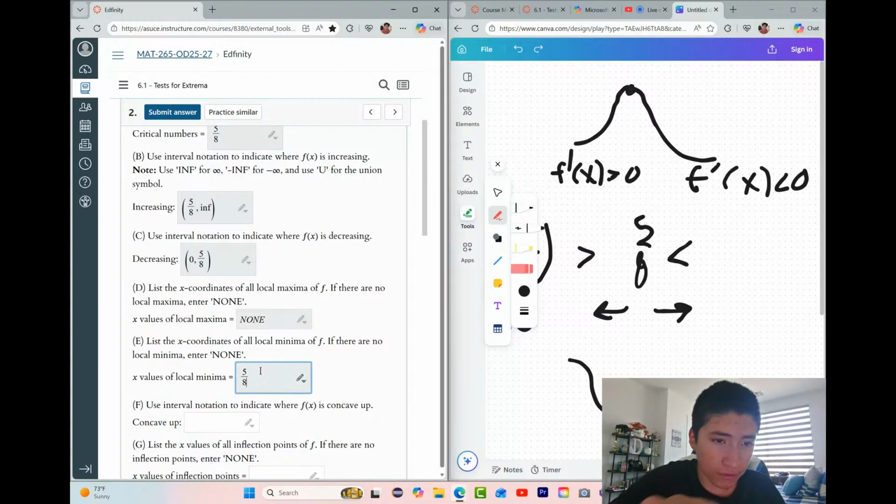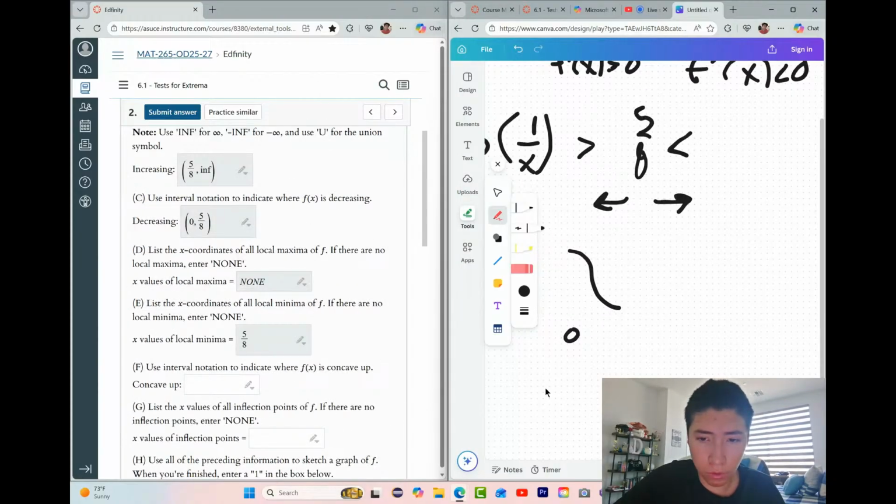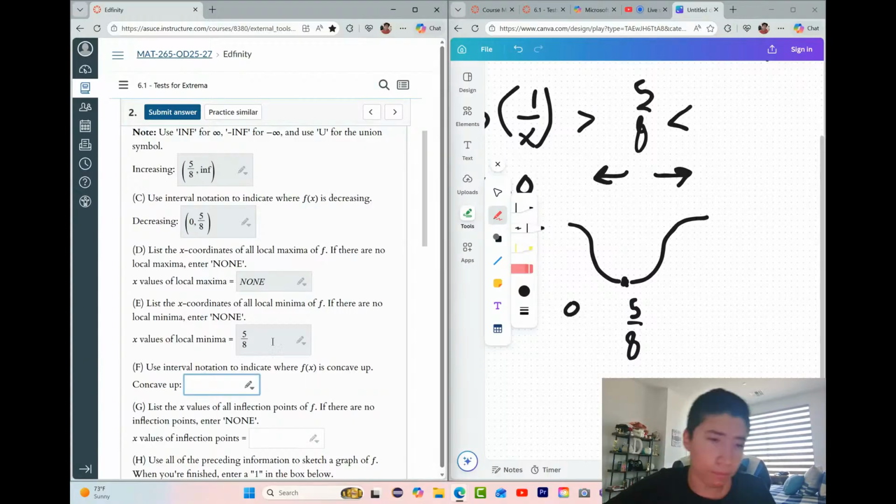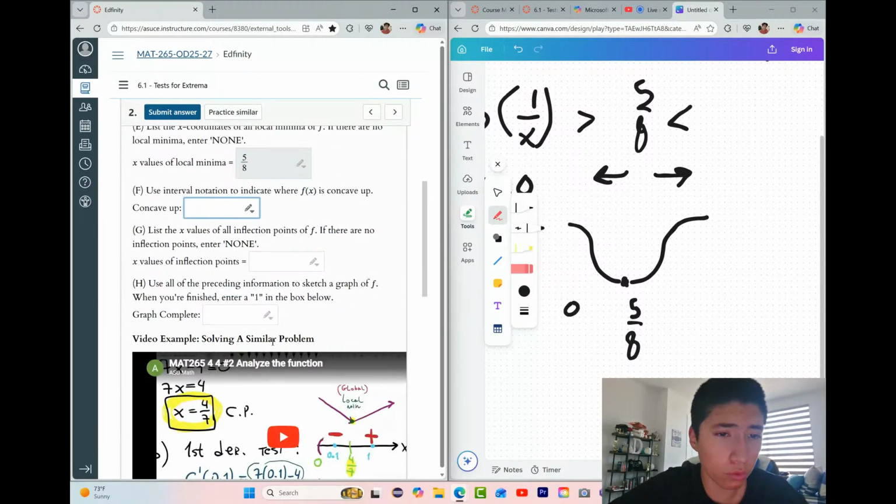Because here we're decreasing from 0 all the way to 5/8, and then we're increasing again from 5/8 all the way to infinity. So a decreasing slope and then increasing, right? So we don't see a maximum, but we see a minimum at that critical point. All right, cool. We're almost done.